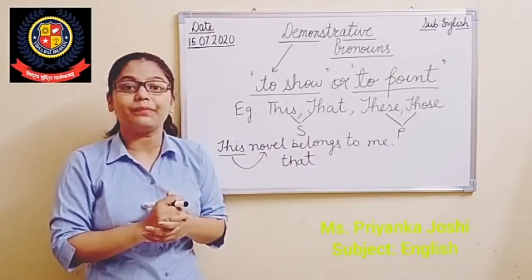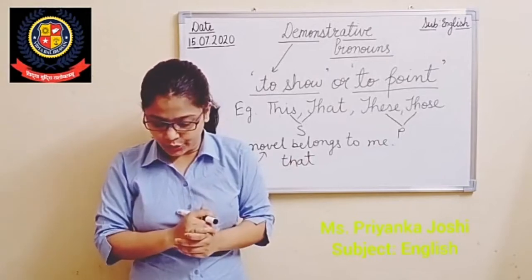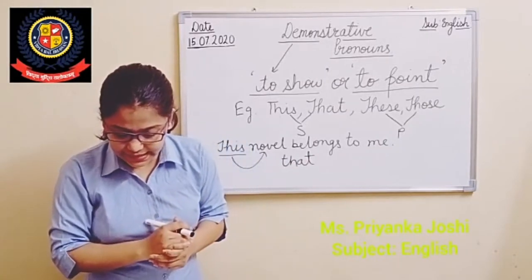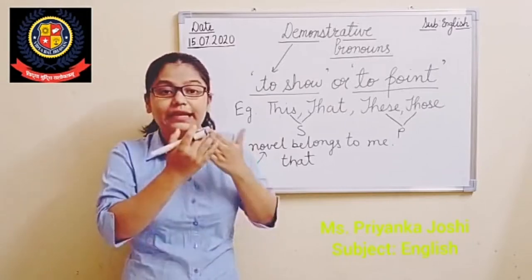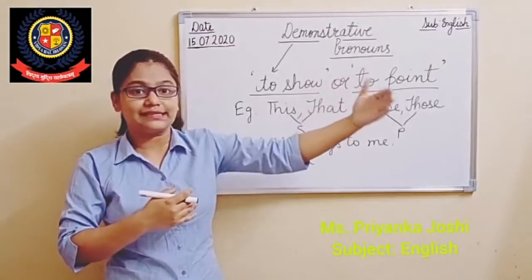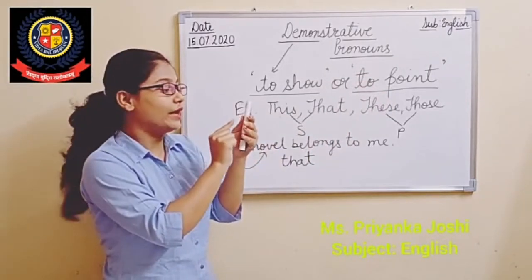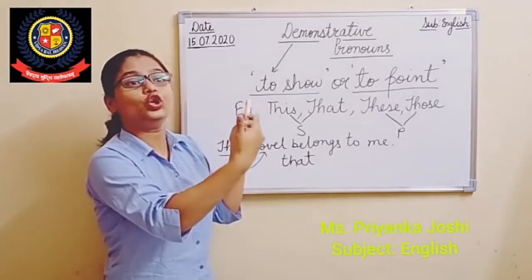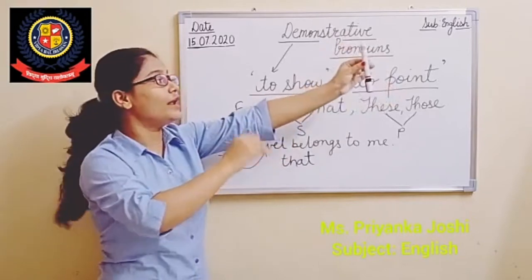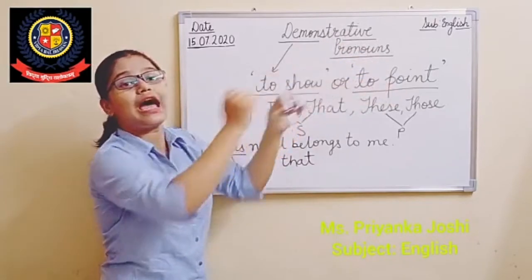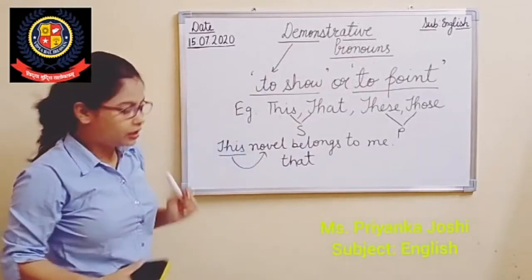Come to page number 33 of your book. Use correct demonstrative pronouns in the following sentences. The arrow indicates whether the reference is to something nearby or something distant. Just now I told you, if I am talking about something near, I will make use of this for singular and these for plural. If I'm talking about something far, for singular I'll say that, and for plural I'll be using those, right? So let us do the K exercise.